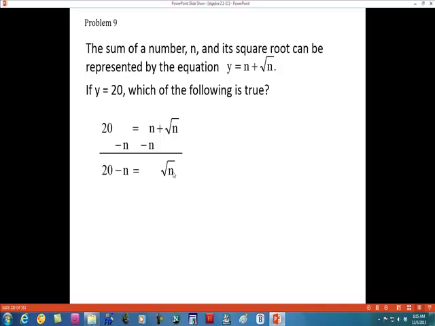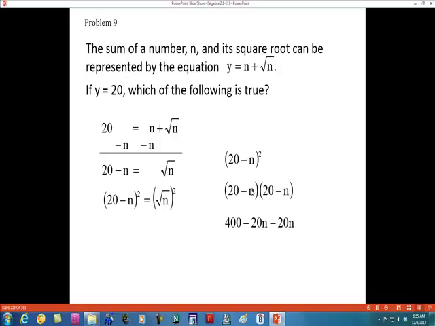We're going to have 20 minus n is the square root of n, where I've isolated this. Because I'm going to write this down again, but I'm going to square both sides to get rid of the square root. Now, how do you square 20 minus n? We write it twice, don't we? So you end up with 20 times 20, that's the first terms. The outside terms are 20 times negative n. The inside terms is negative n times 20. And then your last term's negative n times negative n is n squared.